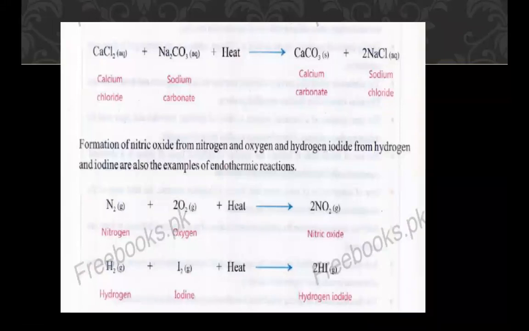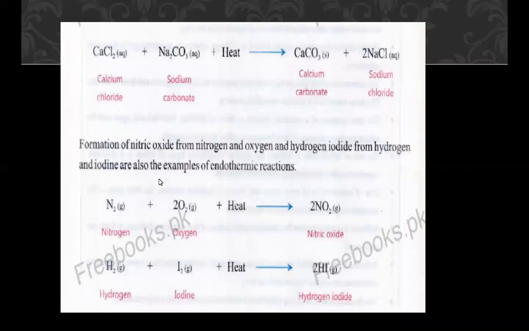Simple examples have been given. Calcium chloride will be reacting with sodium carbonate as in the activity we have studied. It will be giving us calcium carbonate and sodium chloride will be produced. Heat is being absorbed in this reaction. It is very important to absorb heat from the surrounding for the chemical reaction to occur. इसलिए this reaction is known as endothermic reaction.